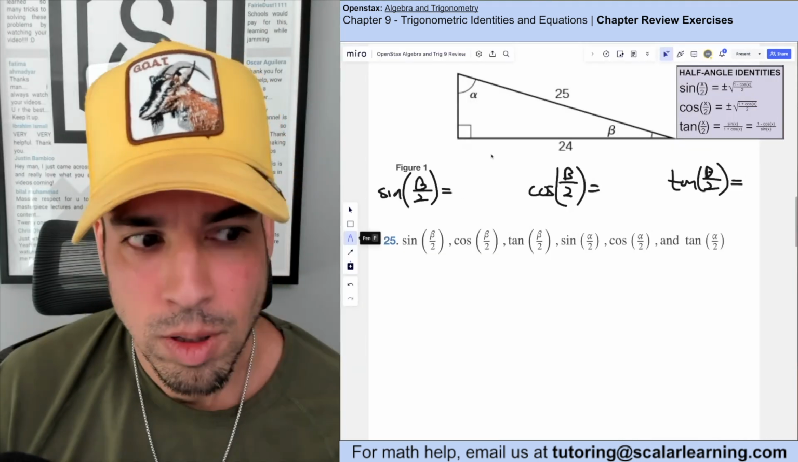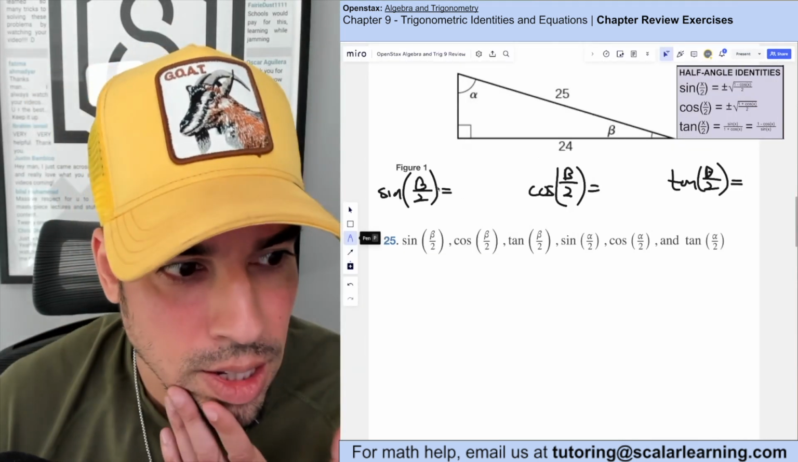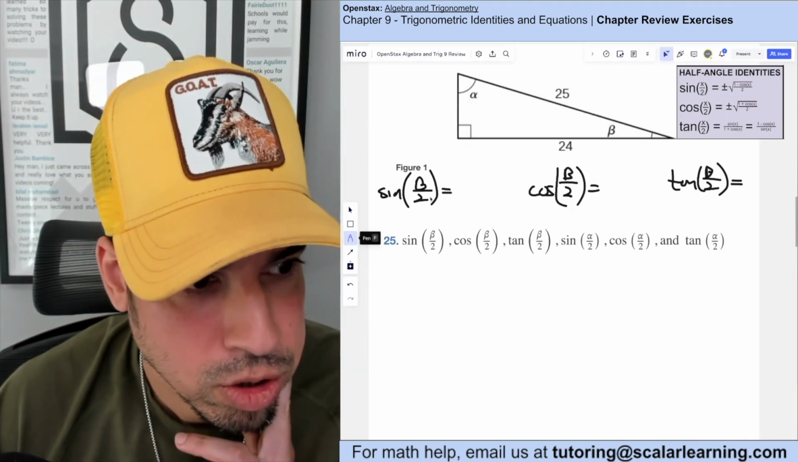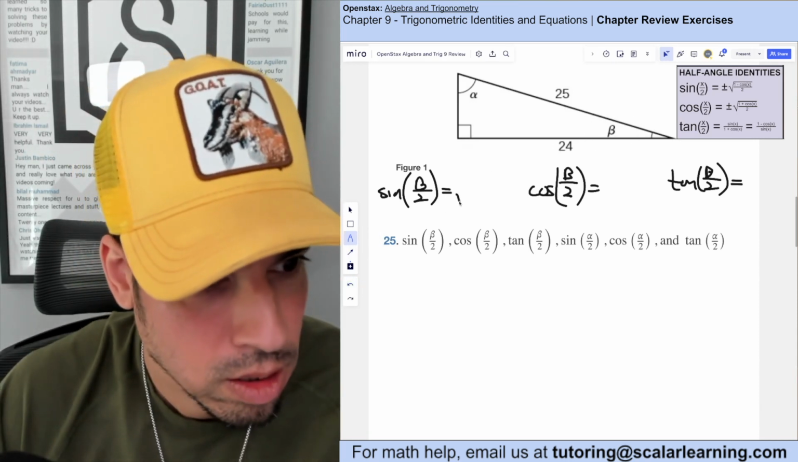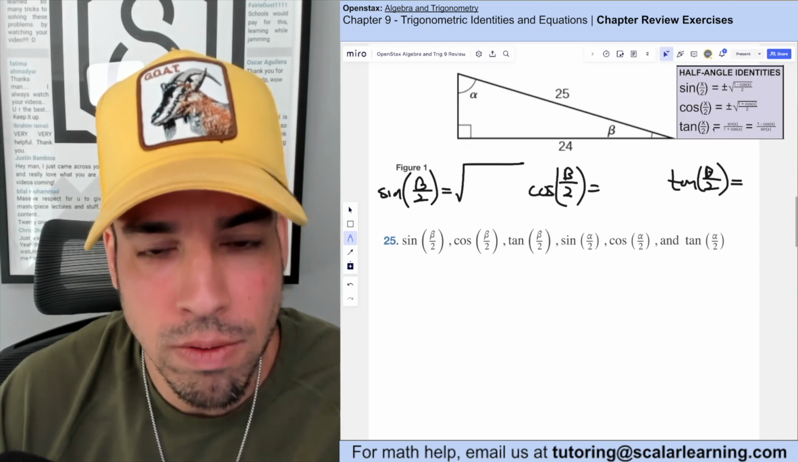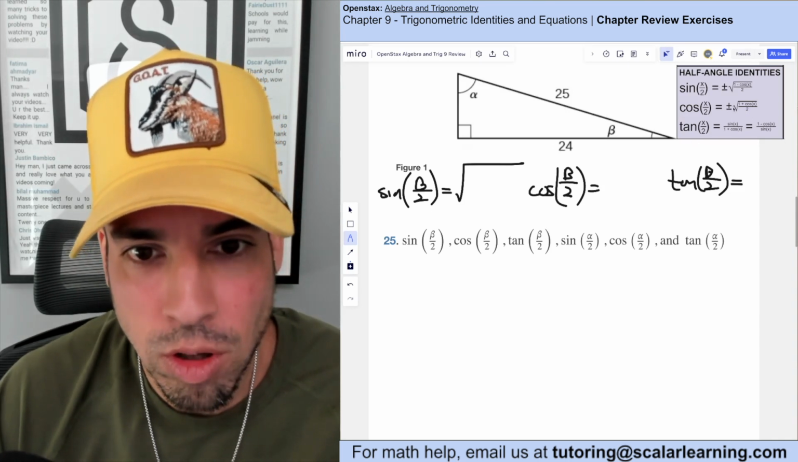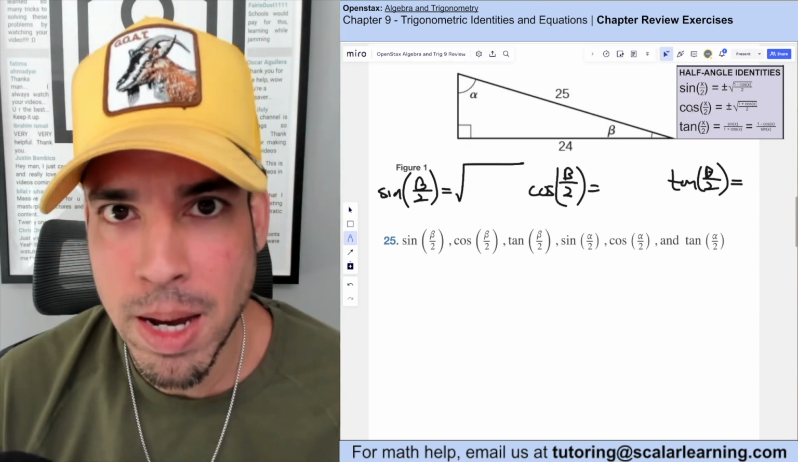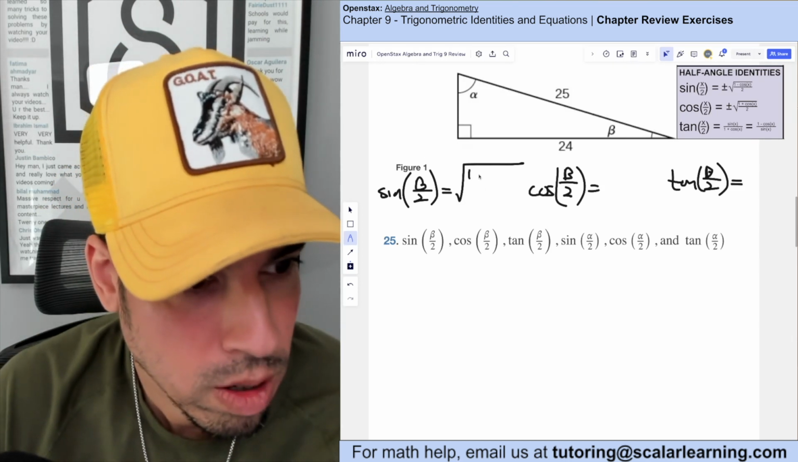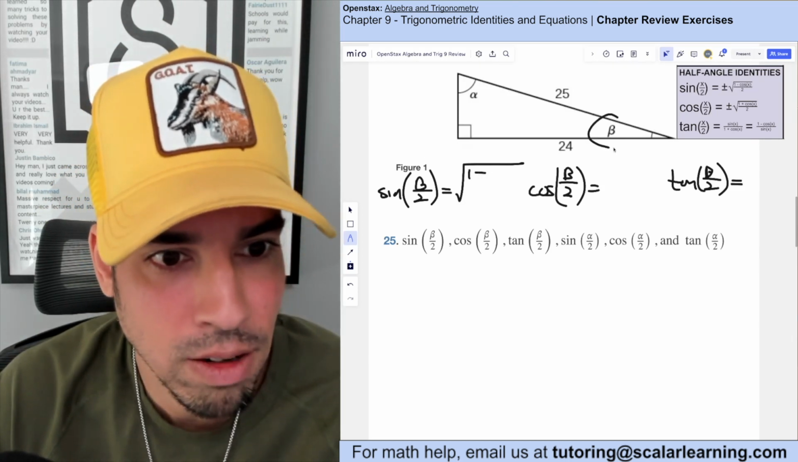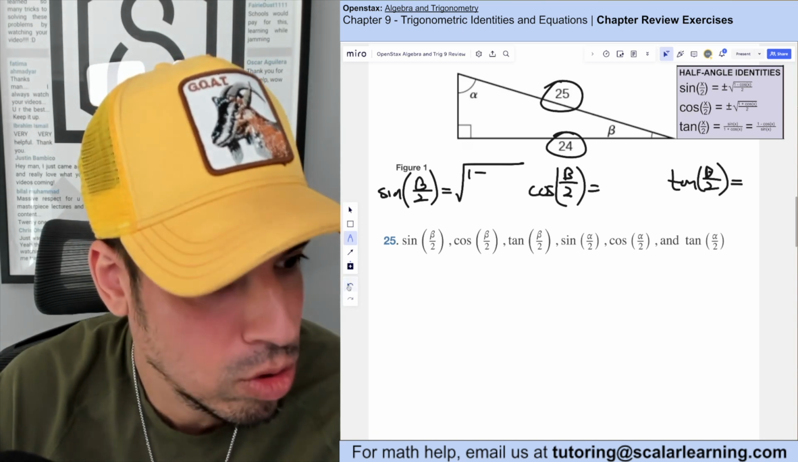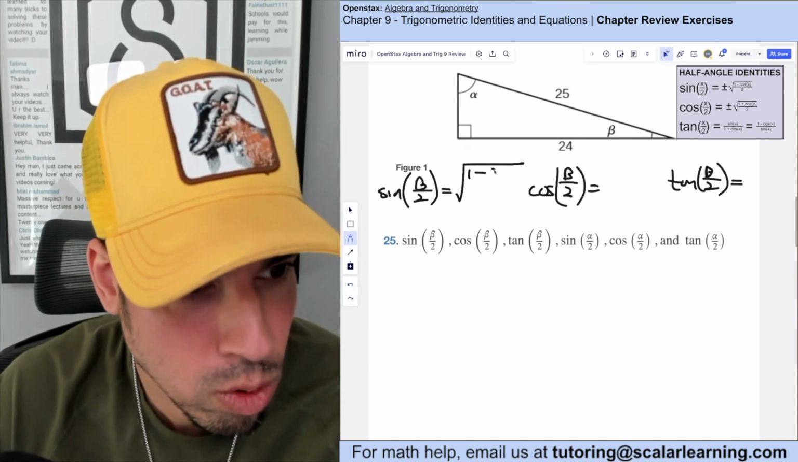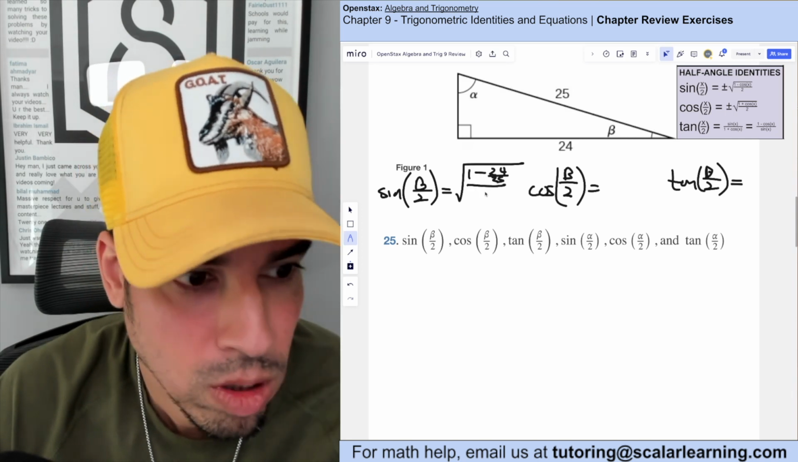Done. So for number 25, we're going to use our half angle identity. I got them listed up here. First we're going to do b over 2, and there's b, or beta. So it is the square root. And by the way, these are all first quadrants, so when you're looking at the plus or minus, all of these are going to come back positive. So you have the square root of 1 minus cosine of b, and cosine of b is adjacent over hypotenuse, which is 24 over 25. And then all of this is over 2.